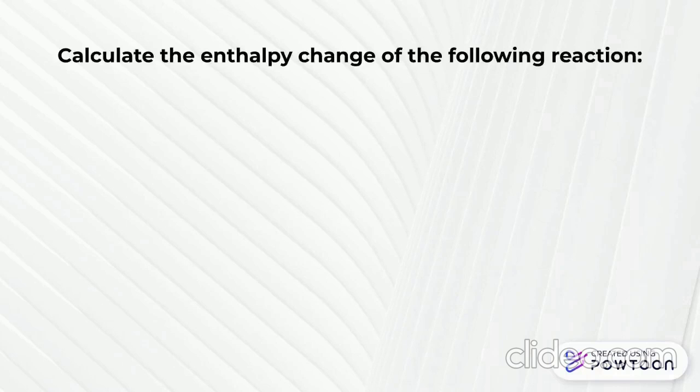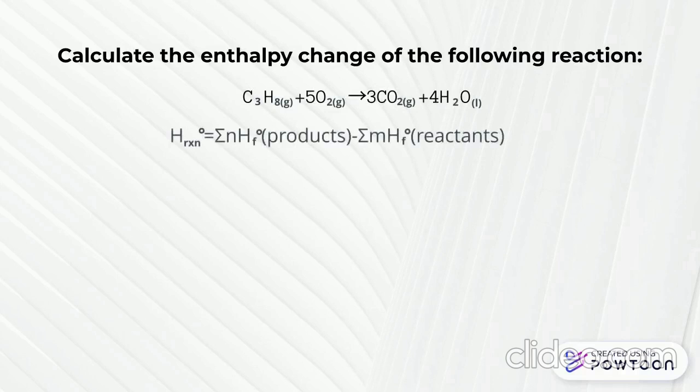And now, let's try again with another problem using the same steps. Calculate the enthalpy change of the following reaction. Propane is burning in oxygen gas to give carbon dioxide and water. So here's the equation that we will use. The change in enthalpy equals the sum of the standard enthalpy change of formation of the products minus the sum of the enthalpy of formation of the reactants.